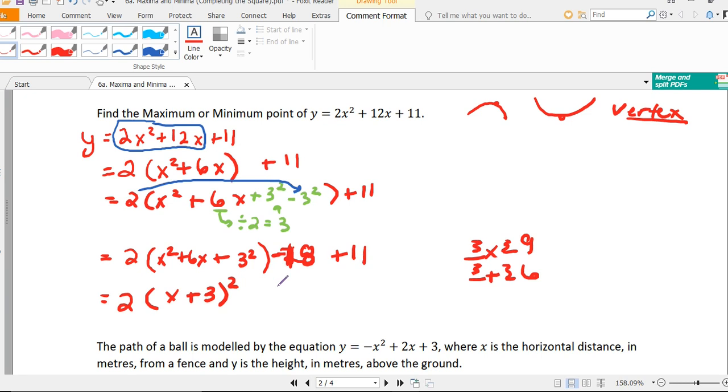Negative 18 plus 11 will be negative 7. And there you have it. Okay? So, what is the maximum or minimum point? So the maximum or minimum point would be right there. So the vertex would be negative 3, negative 7.